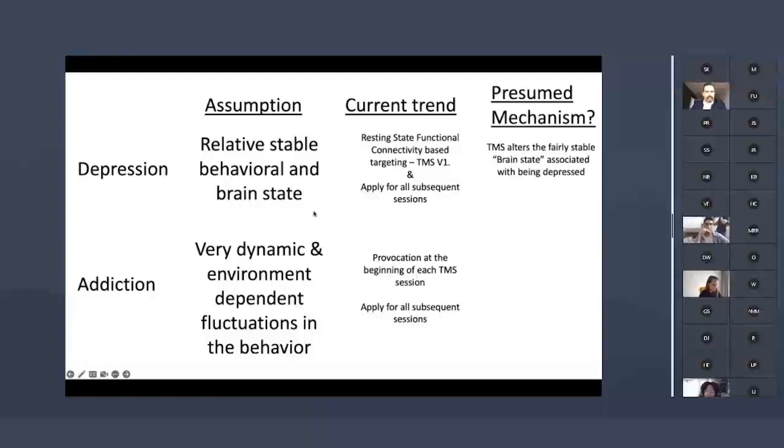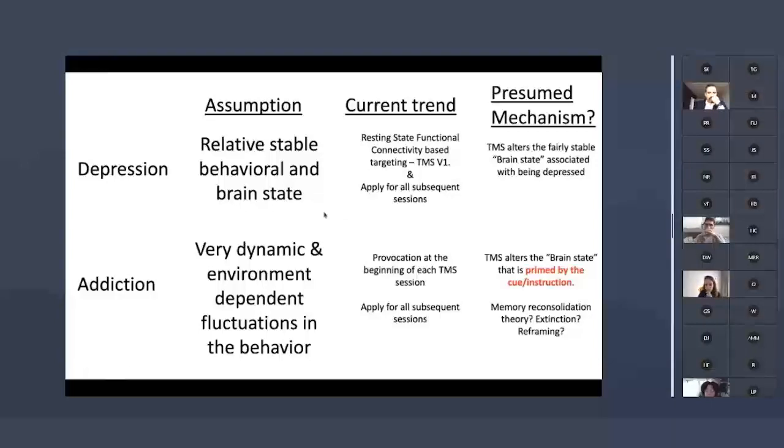The current trend in TMS treatment for substance use disorders, and this is also true for OCD, which has similar fluctuations, since people don't tend to engage in compulsive behaviors 24/7 and it tends to be associated with an environment or a cue, is to provide a provocation right before the TMS delivery. The presumed idea in these studies that use a provocation, either a script or cues, is that we're priming the brain state, perhaps calling it into working memory, and then applying TMS in order to manipulate this state.